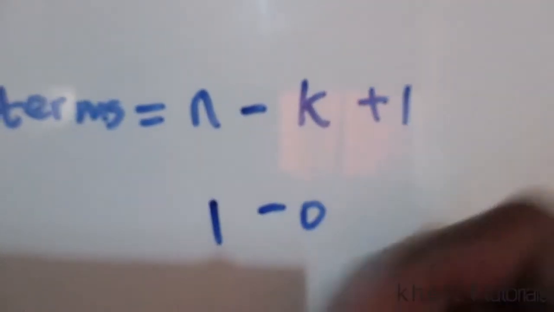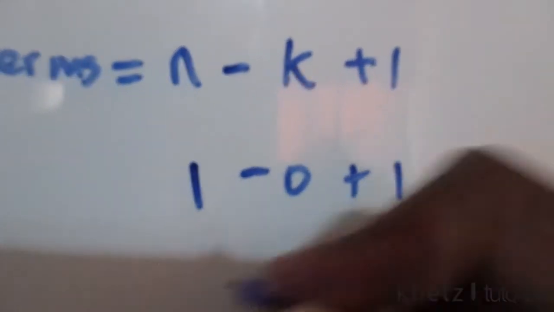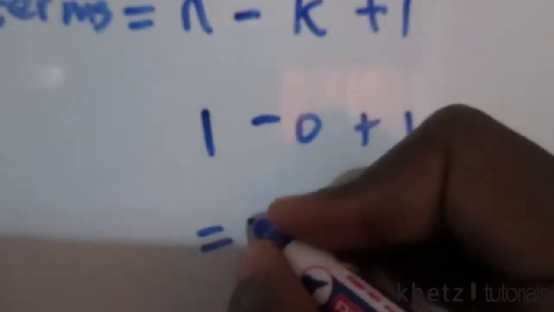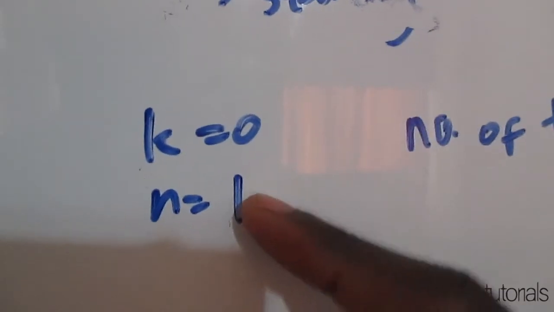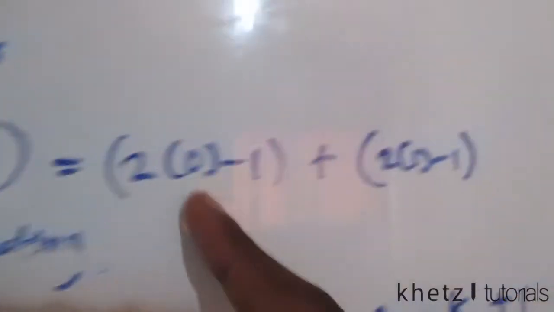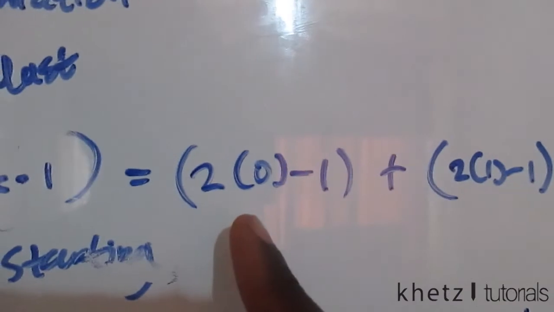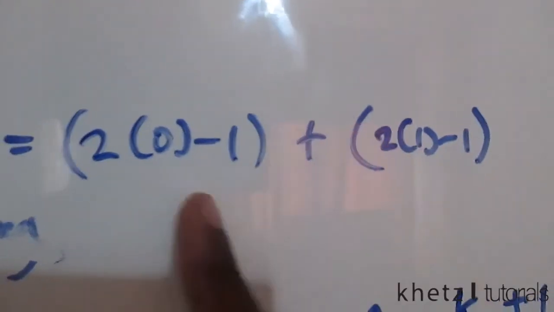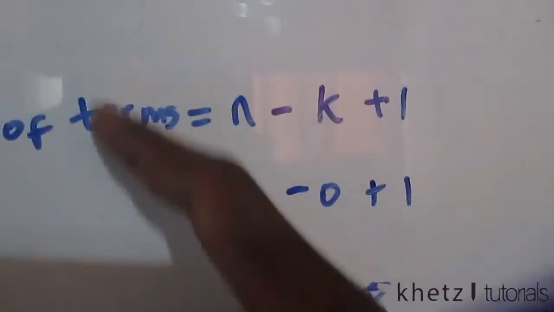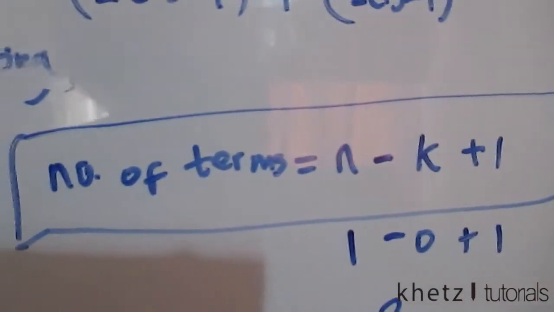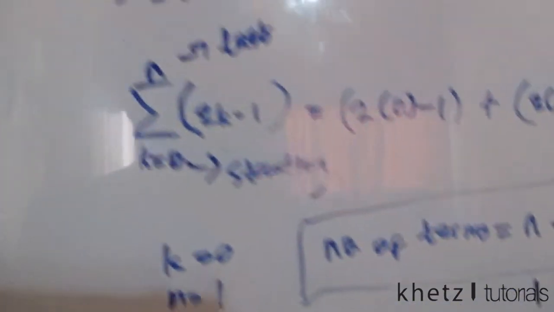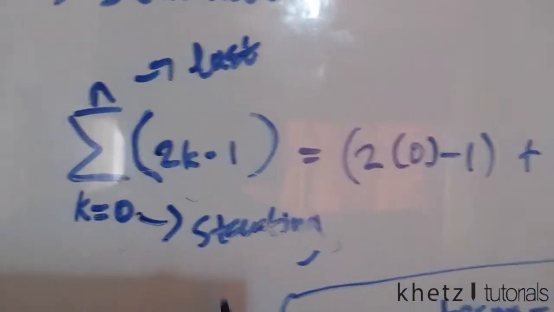We're going to say n, which is 1, subtract k, and then plus 1, which means the number of terms is 2. If you were only to look at this and say 1 subtract 0, that would be wrong, because as you can see here, from 0 to 1, which I just showed, you actually have 2 terms in your series. And this is the correct formula to find the number of terms when given a series in sigma notation. So to solve such problems, there are 2 ways.